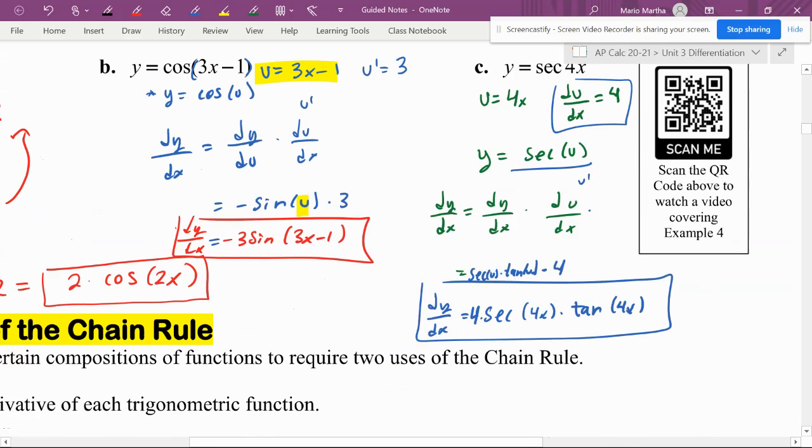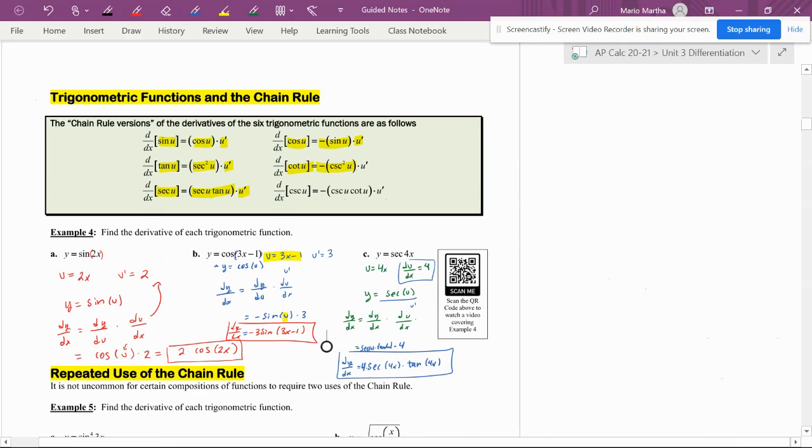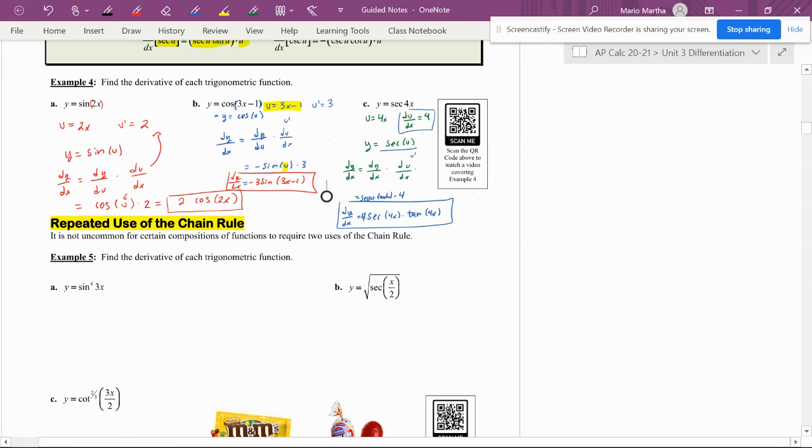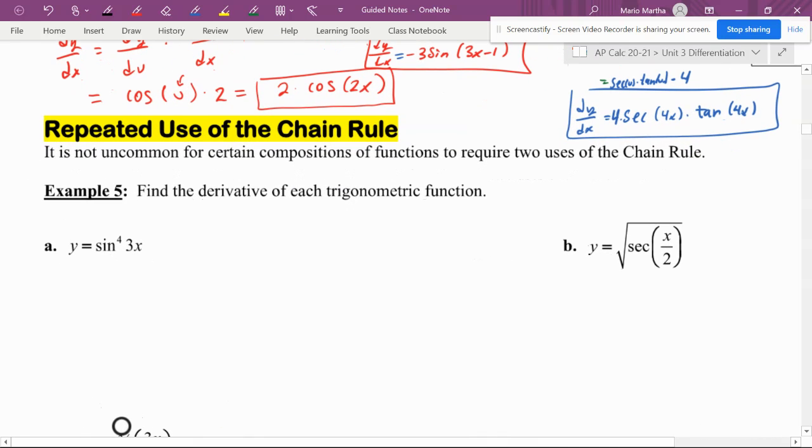All right, and then let's continue to the next part. Okay, so example 5, repeated use of the chain rule. You're not always going to get just one layer of the chain rule, right? You're going to get a function inside another function inside another function. You can imagine it like those little Russian dolls, where you have one inside of the other, inside of the other, and you don't know how many you have until you get to the end.